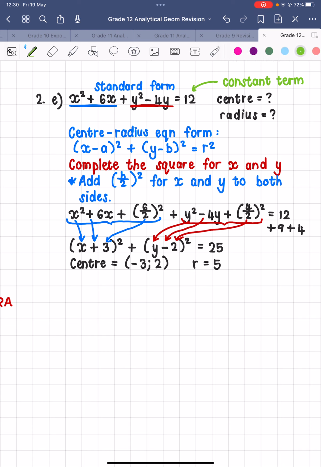Good. Well done. Guys, I suggest that you work through the next one, if at home, 2f. Just practice what we've just done. You're just going to have to move the 8x and the 2y over to the other side. Okay, I'm also going to post some other past paper questions on Classroom now.